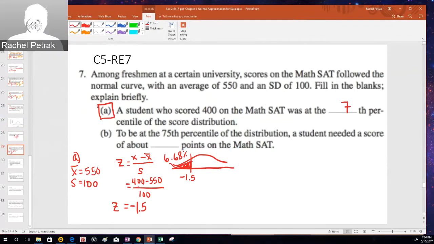To be at the 75th percentile of the distribution, a student needed a score of about blank points. Okay, now we're just going to find the spot on the distribution that represents the 75th percentile, and then we'll find that z-score and then convert back to a raw score.